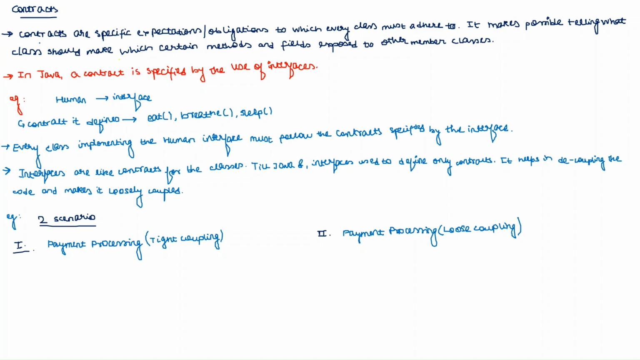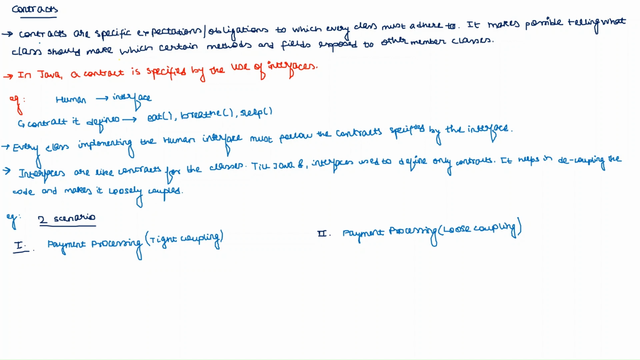But what exactly are these interfaces? Interfaces are like contracts for classes. Until Java 8, interfaces could only be used to define contracts. It helped in decoupling of the code. It also makes the code loosely coupled and it does not push the implementations higher in the hierarchy of classes.